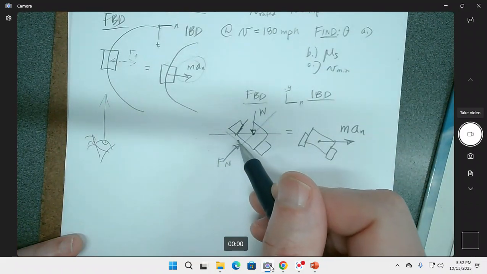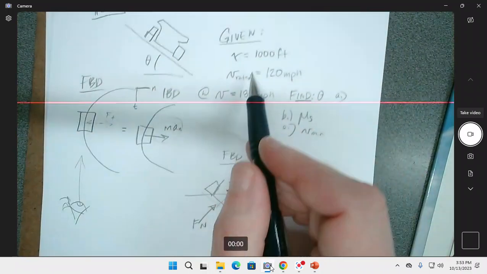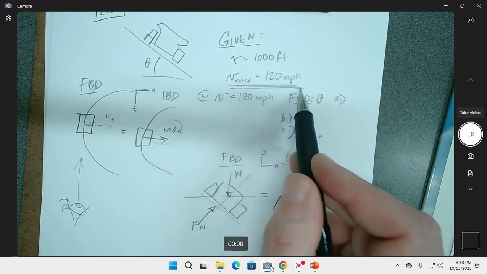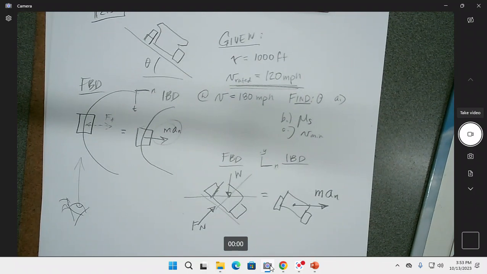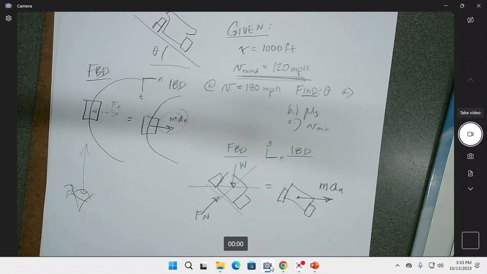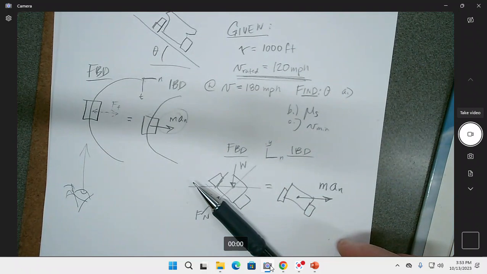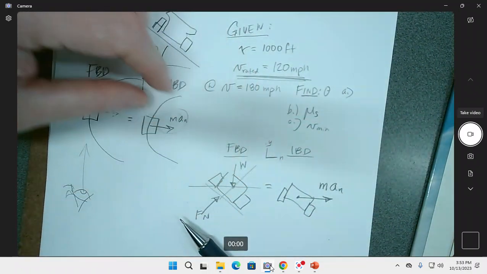We're not going to draw a friction force in this plane on this FBD because of the definition they gave us for the rated speed. So you don't need any kind of friction force. You don't need a friction force that would keep the car from sliding down, and you don't need a friction force that would keep the car from sliding up.